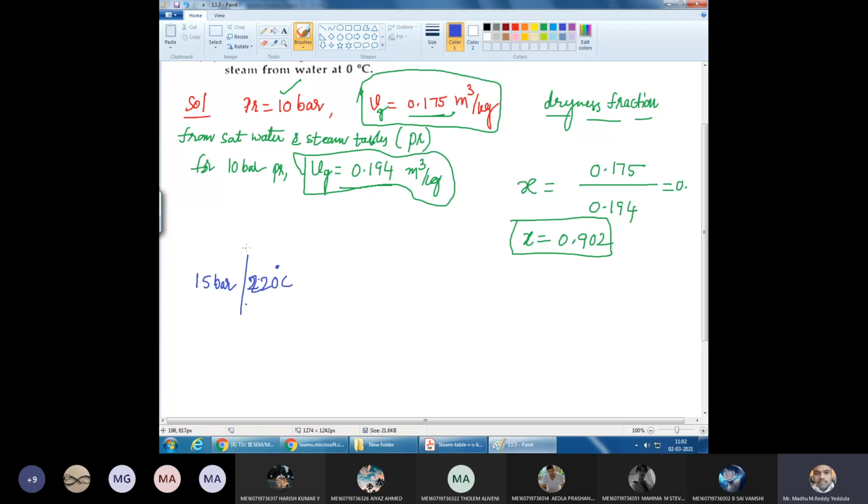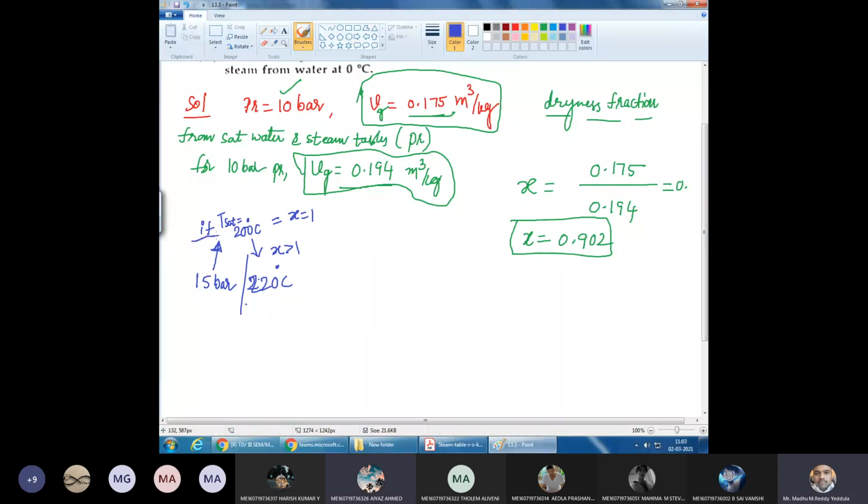What we will do? First, we will go through the table and, corresponding to the pressure 15 bar, find out the saturation temperature. Suppose we assume that the saturation temperature for 15 bar is 200 degrees. Then for 220, is the quality greater than 1 or less than 1? If the saturation temperature corresponding to 15 bar is 200, that is nothing but dryness fraction 1. If you increase the temperature beyond 200, then the quality will increase. Got it?